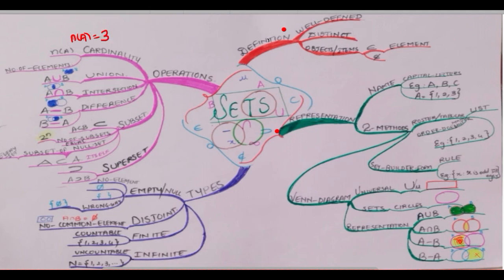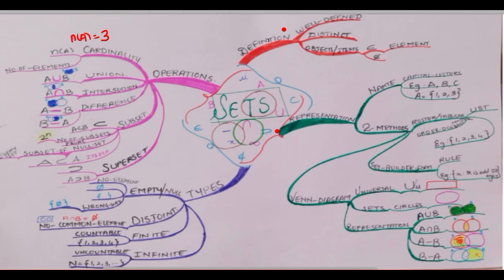Then union means if two sets are given A and B, if you want to write the union, you have to write all the elements that are there in A and B, and the repeated elements should be written only once. By definition, the set has distinct elements. That is the reason, when you are writing A union B, we write the repeated elements only once. Then intersection is the operation on the sets. If A and B are two sets, we write only the common elements in it.